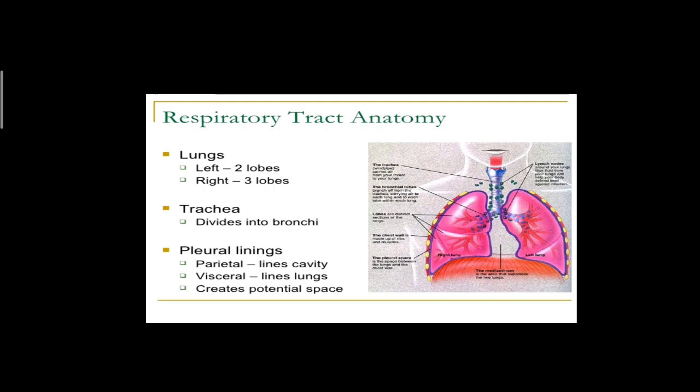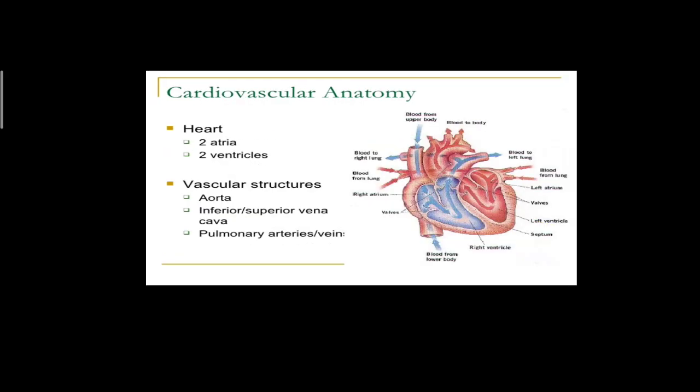And the pleural linings are the parietal lining, which lines the cavity, and the visceral lining, which lines the lungs. The pleural linings create a potential space in the lung. Cardiovascular anatomy. The heart has 2 atria and 2 ventricles. Vascular structures are present like the aorta, inferior and superior vena cava, pulmonary arteries and pulmonary veins.